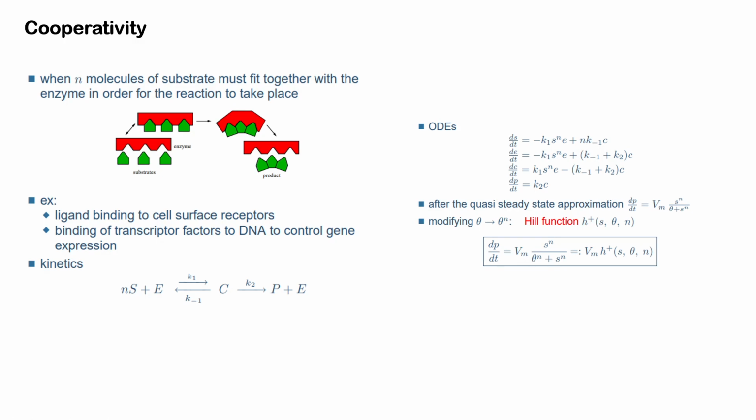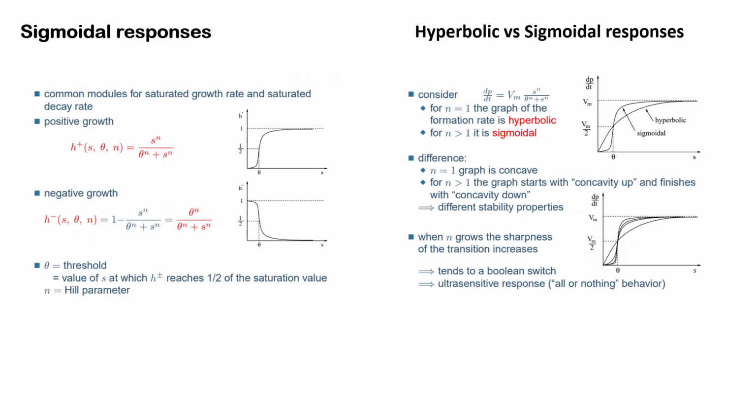Where s is the concentration of the substrate, theta is the constant parameter, and n will be the number of substrates involved here. So this form of the equation is called a Hill function. We'll look into the Hill function a little bit more. If you solve these Hill functions, you can have a couple of types of responses: either sigmoidal functions or hyperbolic functions. First, let's talk about sigmoidal.